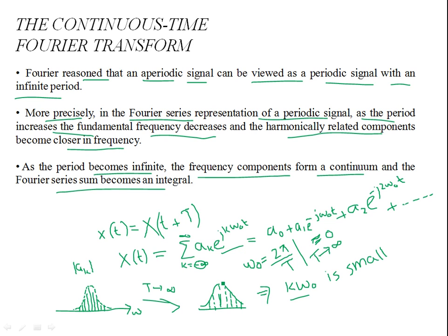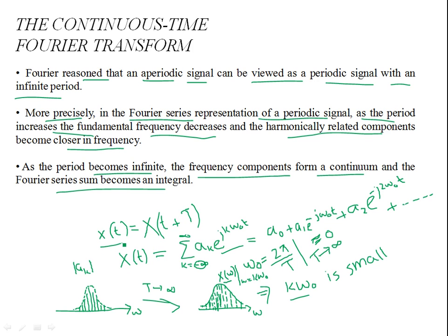Okay, there are so many Fourier coefficients which are now closely spaced together, since k omega naught is very small. We have a continuous frequency function which we can call X of omega, where we can write omega as k omega naught. Can we do that? Since k omega naught becomes infinitesimally small as T goes to infinity, this function is over omega. So X of omega is the Fourier transform of a signal x(t) that is not periodic.